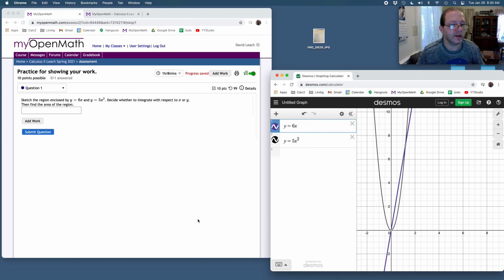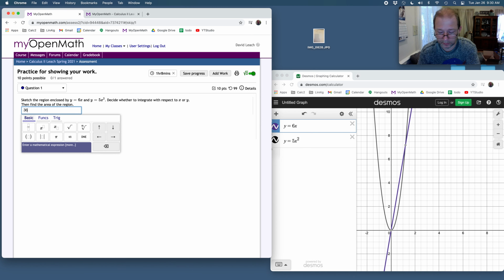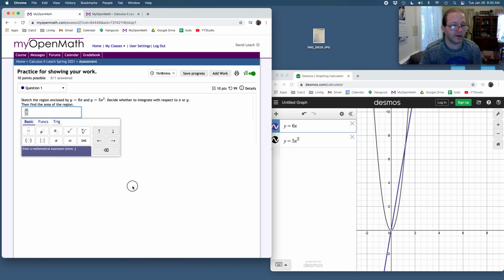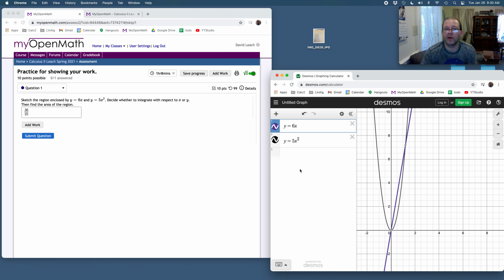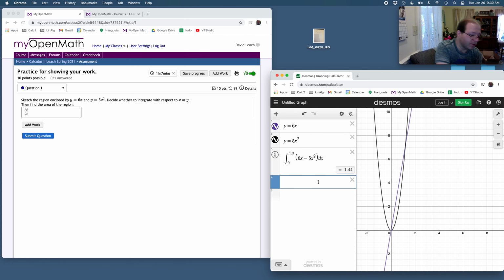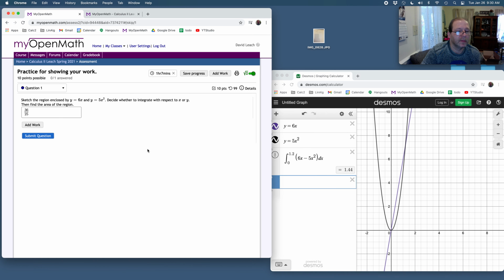So I'm going to put that in here. Now this next part is not necessary, but if I were doing this on a test, I've shown my work, but I'm going to double check it. The integral from 0 to 1.2 of, what was it, 6x minus 5x squared dx gives me 1.44. Is that right? Well, let's see. 36/25, if I convert that to a decimal, sure enough is 1.44. So I'm good to go.